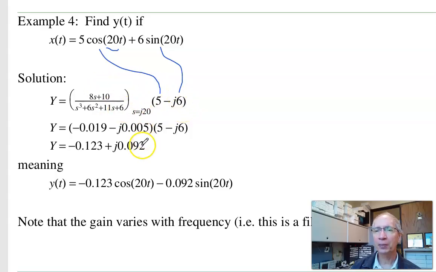Analyze it, I get a complex number. Real part's cosine, minus j is sine. Pretty easy to solve. And note that this is a filter. A filter just means a circuit where the gain changes with the frequency. I change s, I change the gain. Some frequencies are amplified, some are attenuated.